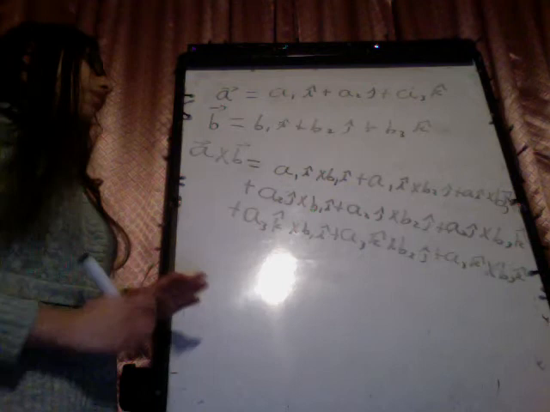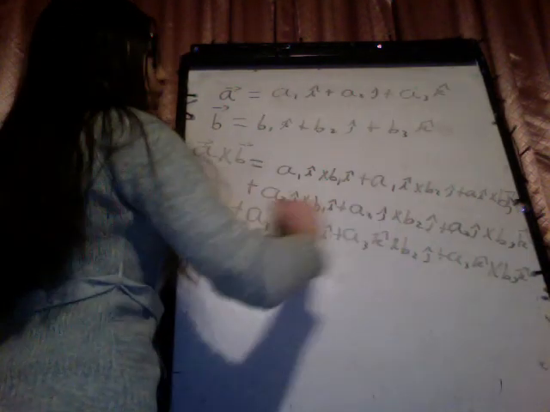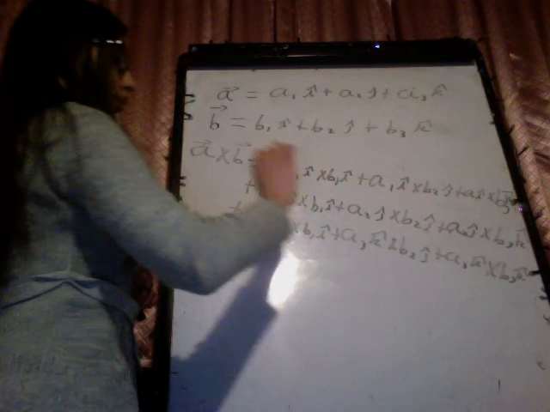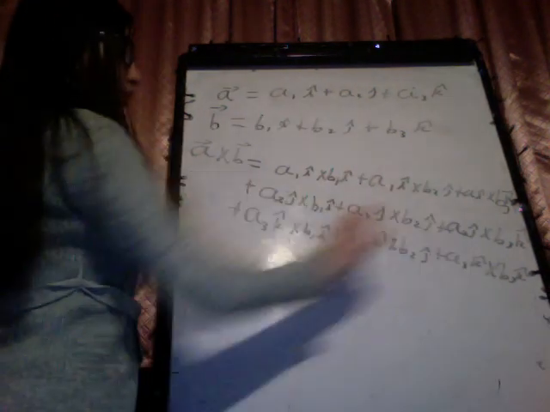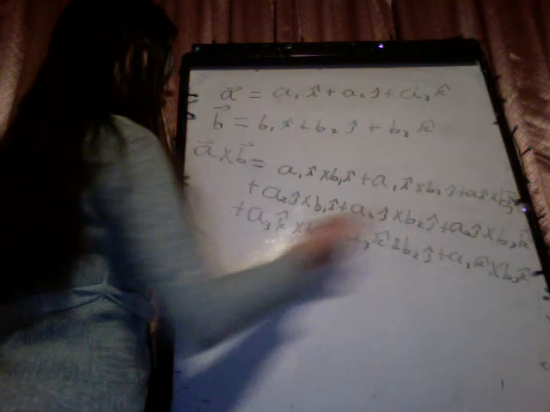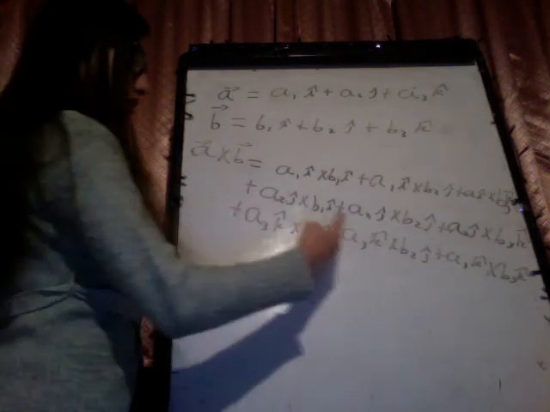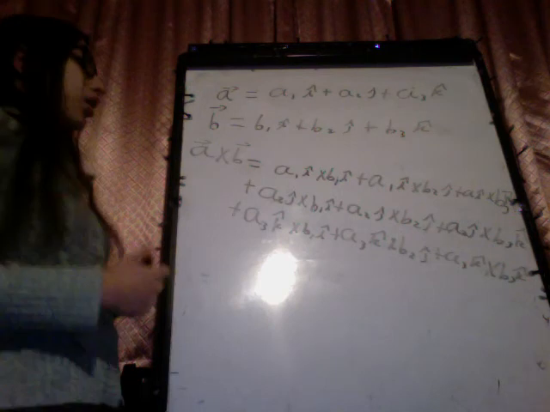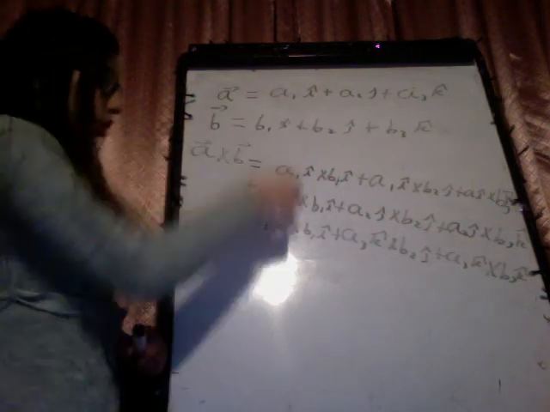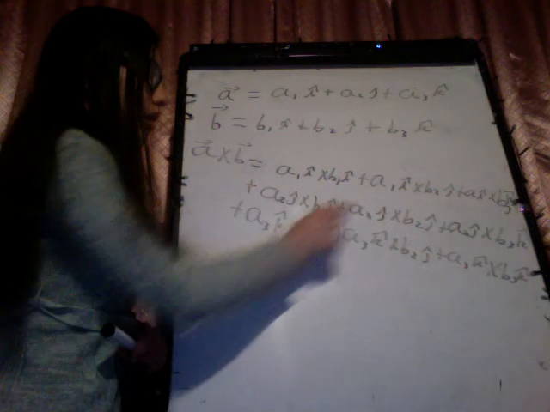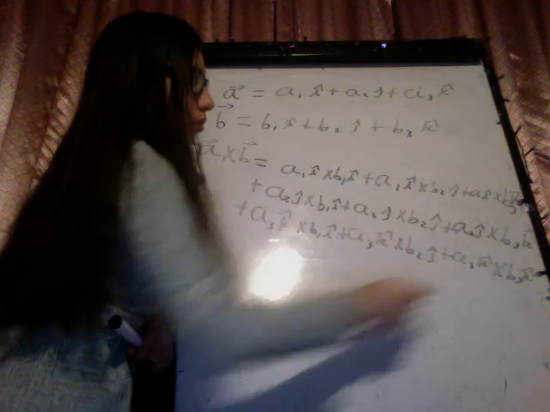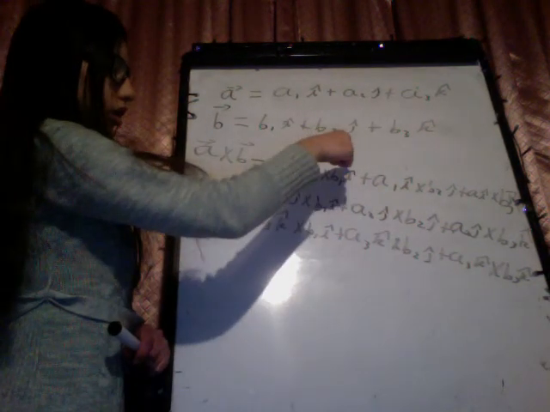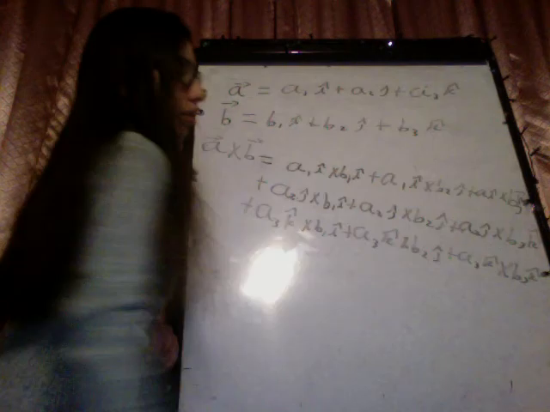Alright, so this corresponds to the rows of A1, A2, A3. Also, this corresponds to the row of the I's, this to the row of the J's, and this to the row of the K's. This corresponds to the column of B1, B1, B1, this to the column of B2, B2, B2, and this is the column of B3, B3, B3. Also, you can see I's, J's, and K's.